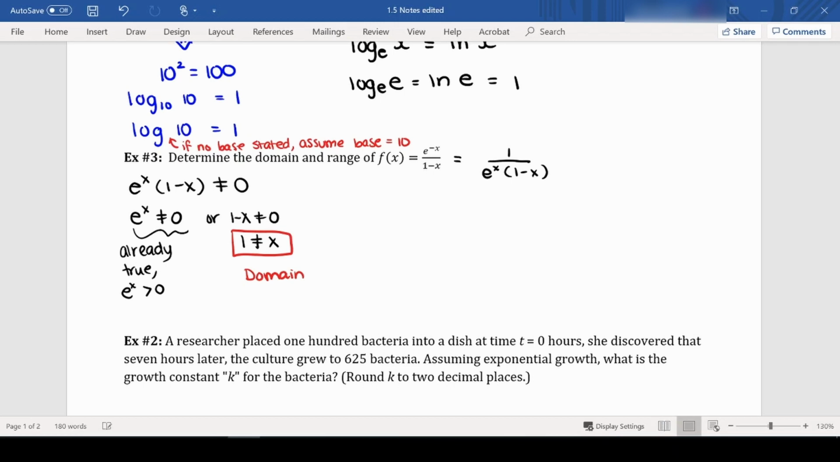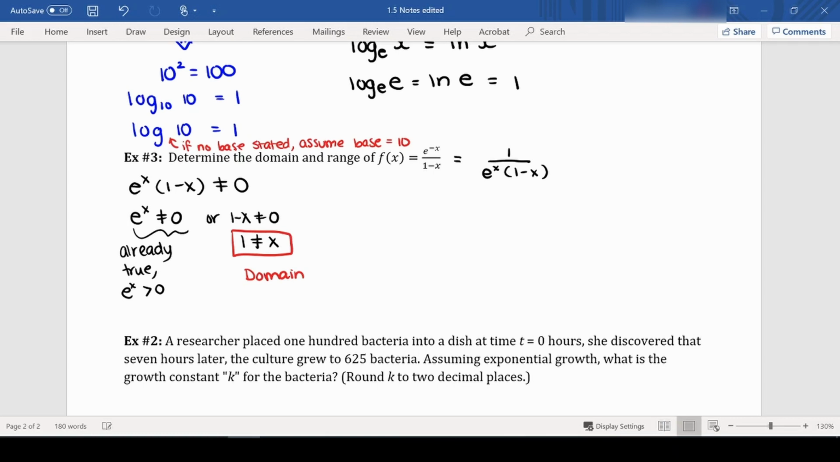Okay? Now, since we already know that e to the x is greater than 0, right? If e to the x is greater than 0, we need to consider, okay, so what's going to happen here when 1 is equal to x? So we know that if x is greater than 1, then when you multiply these together, you're going to get a value greater than 1. If x is less than 1 here, then we know that you're going to get a negative value. Okay.